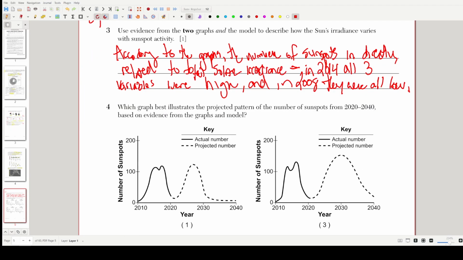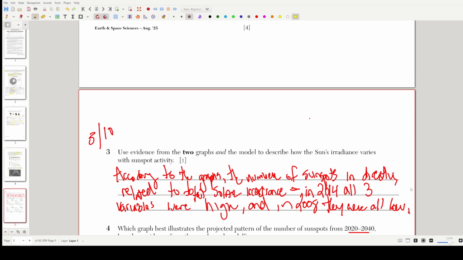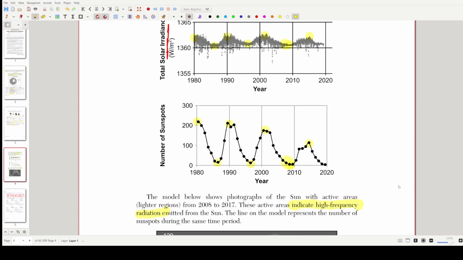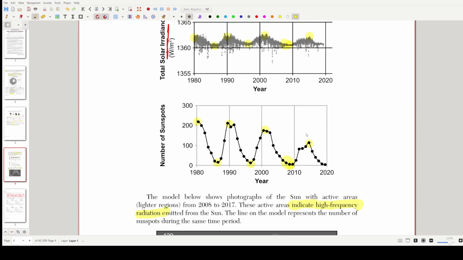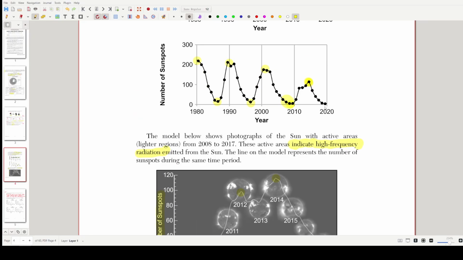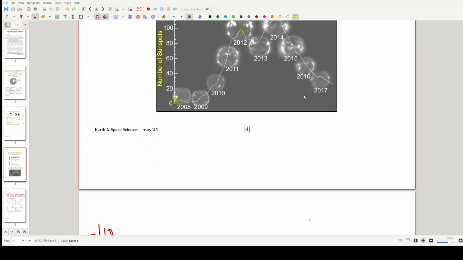Which graph illustrates the projected pattern of the number of sunspots from 2020 to 2040 based on evidence from the graphs and the model? Okay, so we're going to extrapolate. So we're going to say what might happen from 2020 to 2040. So let's see. It did say, remember, up here, it's an 11-year cycle, right? So if it's the highest here, which they said was 2014-ish, right?